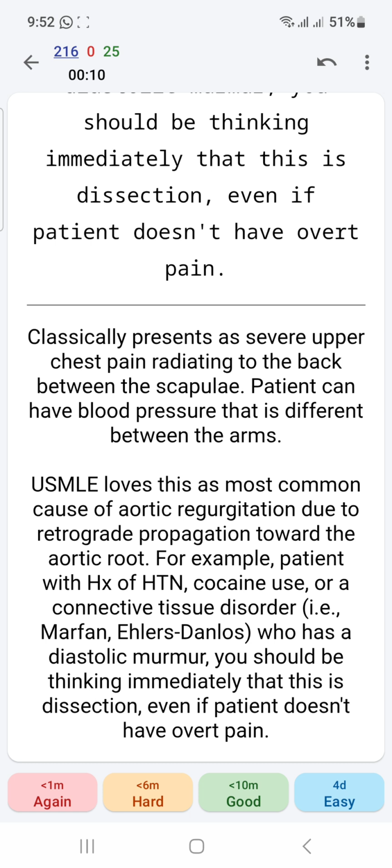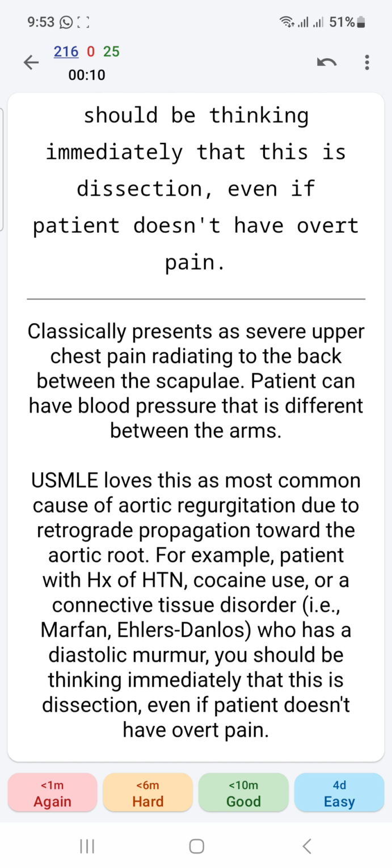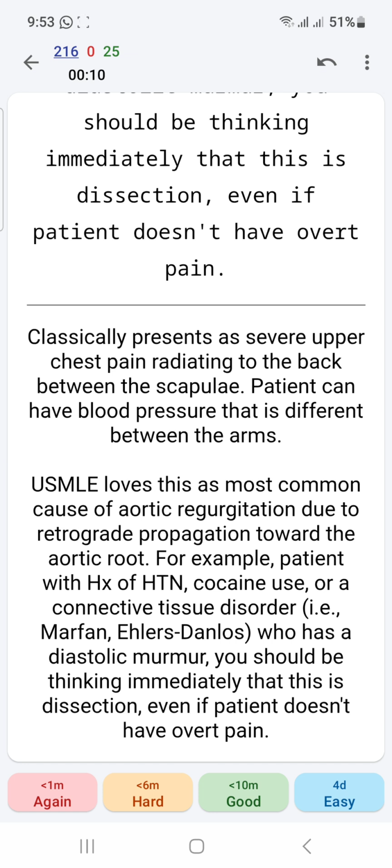USMLE loves this as the most common cause of aortic regurgitation, due to retrograde propagation toward the aortic root. For example, a patient with a history of hypertension, cocaine use, or a connective tissue disorder like Marfan or Ehlers-Danlos who has a diastolic murmur, you should be thinking immediately that this is dissection, even if the patient doesn't have pain.